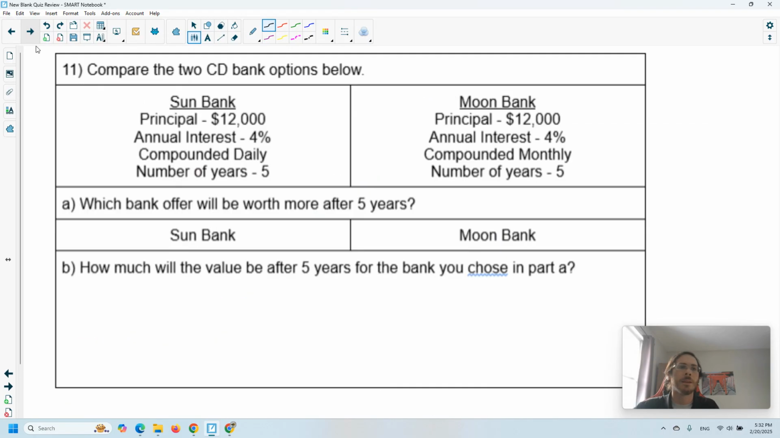$3,542.94. All right, for 11, we have to compare these two options. So if we look, the two principals are the same.